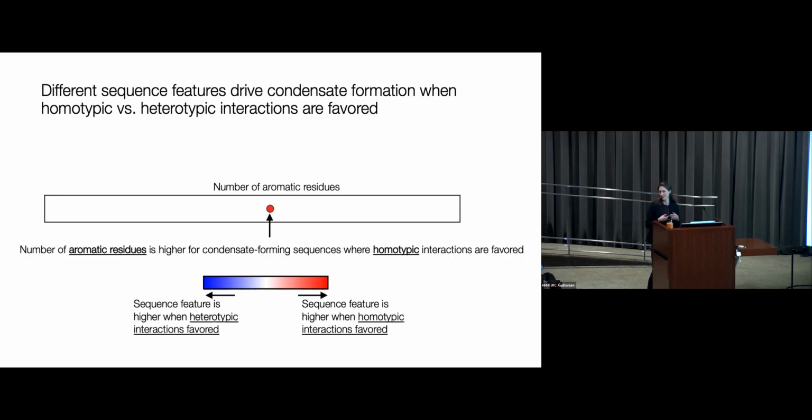On the other hand, if we look at aromatic residues, we see that the number of aromatic residues is higher for condensate-forming sequences where homotypic interactions are favored, suggesting that aromatic residues are more important for condensate formation through self-interaction.